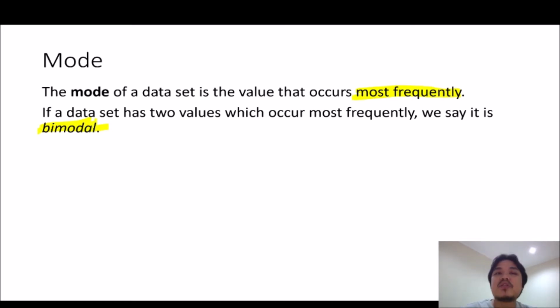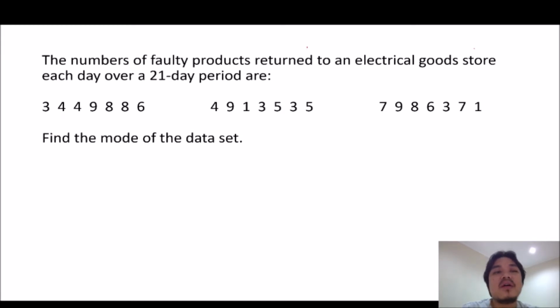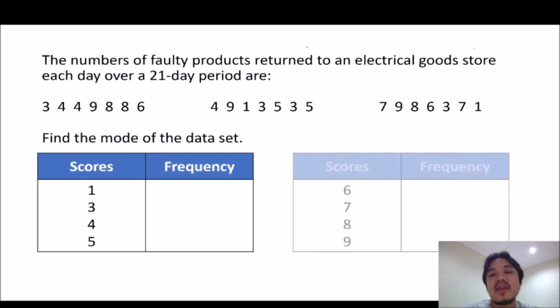Okay, let me show you how to calculate the mode. Suppose we have the given data, and the data represents the number of faulty products returned to an electrical goods store each day over a 21-day period. To find the mode of the data set, we're going to count the number of times the values appear in the given data. So we can create a table like this so that the counting will be easier.